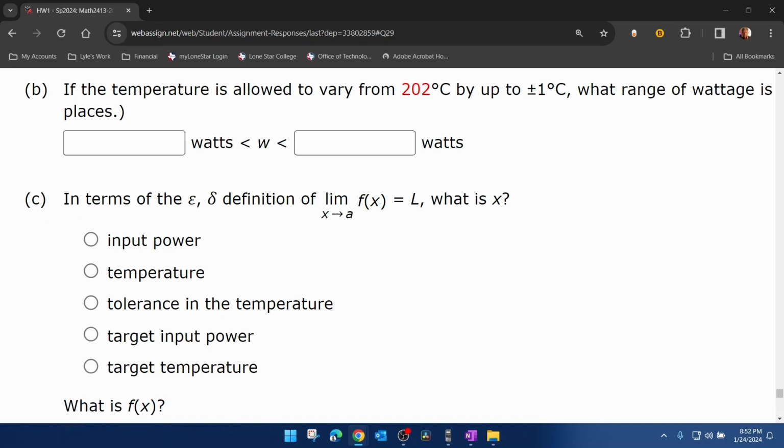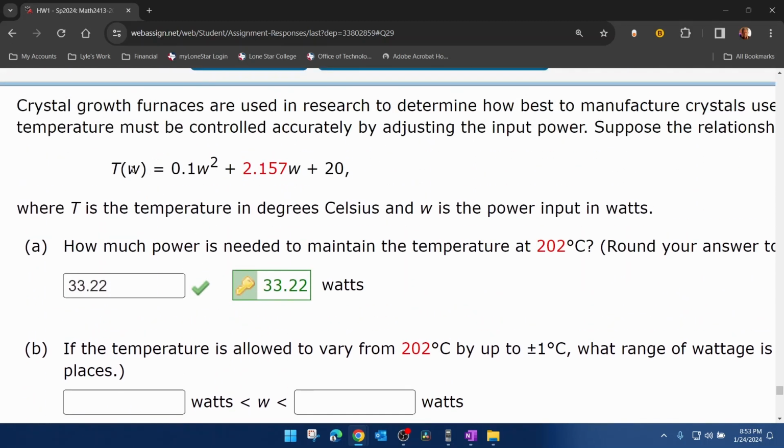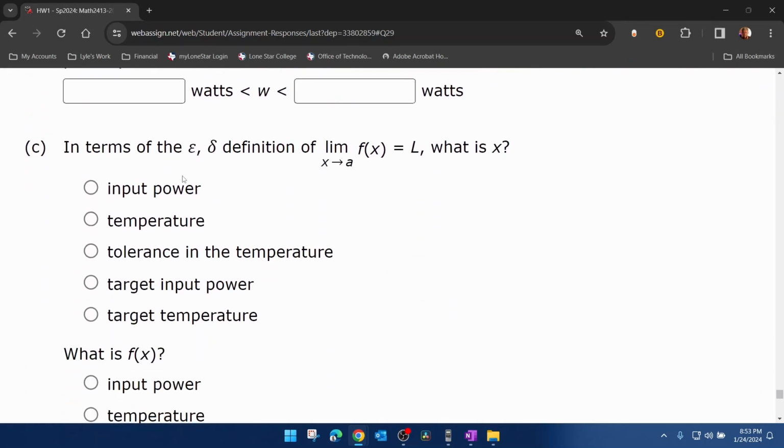So, taking all of this into account, part C says, in terms of the epsilon delta definition of the limit, they want to know what does the x represent. Well, if you notice right here, x is the independent variable of the function. In this case it is W, which is power. So x is the input power. It is not the target input power, that's A. X is whatever the input power is.